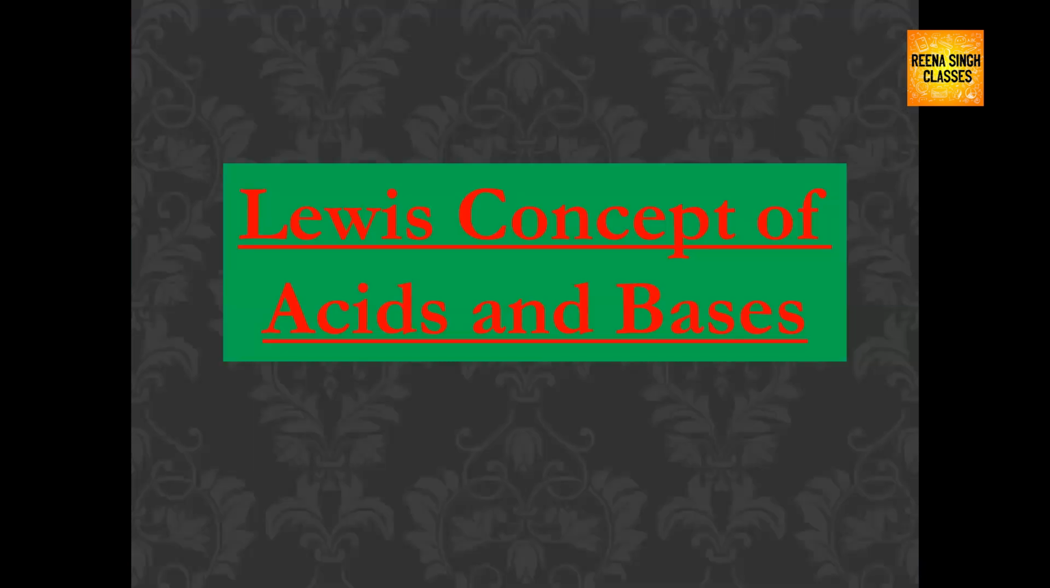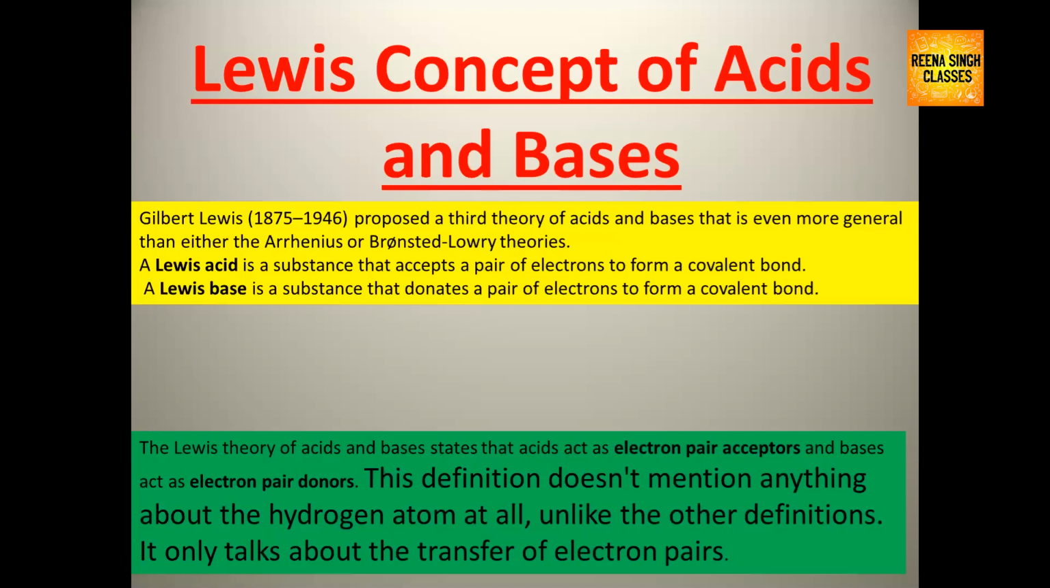Lewis concept of acids and bases. According to the Lewis concept, a Lewis acid is a substance that accepts a pair of electrons to form a covalent bond. A Lewis base is a substance that donates a pair of electrons to form a covalent bond. A covalent bond is formed when there is a sharing of electrons.